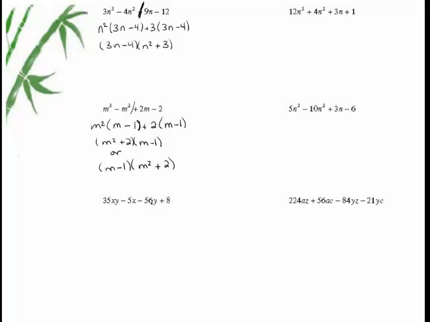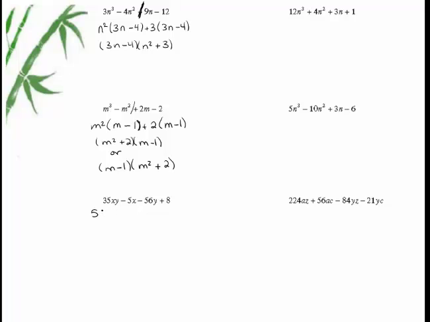Okay, 35, 5, 56, and 8. They don't have anything all together in common that I can divide by. 35 and 5 will both divide by 5, and they both have x's. And 56 and 8 will both divide by 8.